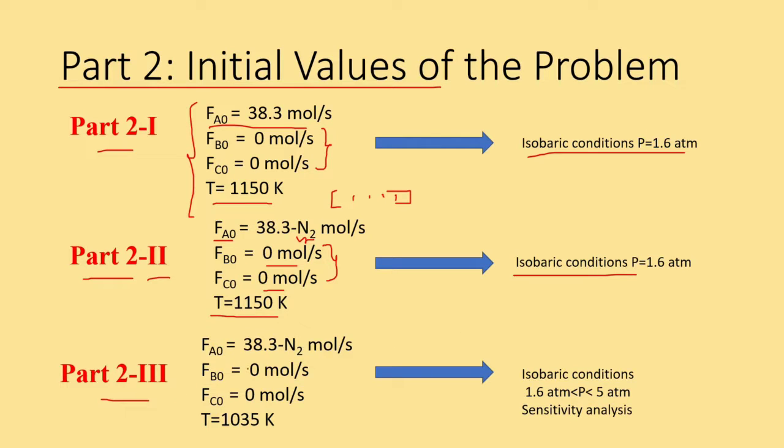Whereas in the third case, we again have the total sum of A and nitrogen equal to 38.3, and the flow rate of B and C initially is 0, and in this case we have a different temperature at the inlet. It is at isobaric condition, but we have to find different cases, and we have to find out what the conversion is at different pressures in this range. So let's move on to the next part.